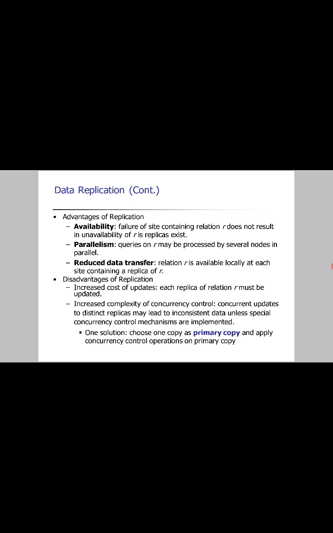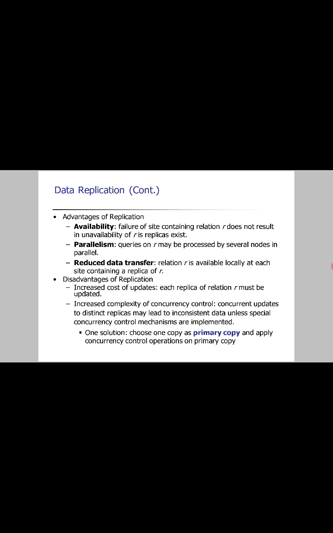The third one is reduced data transfer. Relation R is available locally at each site containing a replica of R. This means the data transfer rate is greatly reduced. The same relation or table is available locally at each site, so the network transfer rate is very low.